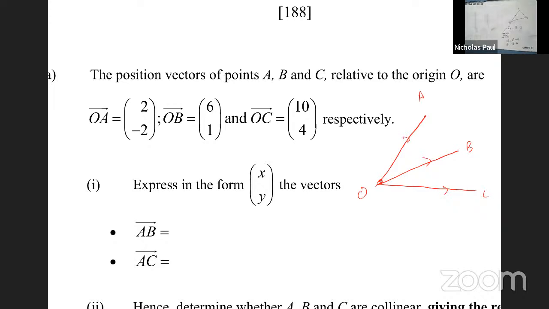See that little diagram there? But remember, you should still draw a line. So you draw a line from A to B. How do we go from A to B? A to O plus O to B. And A to O is what? Minus 2, positive 2.